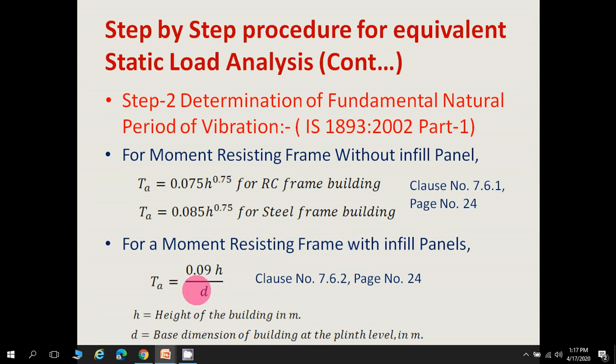Here, sorry, it's a mistake. Here this is under root of d, root of d. It is mentioned at clause number 7.6.2 at page number 24, and d is the base dimension of the building at plinth level in meters. If the vibrations or excitations are considered in the x direction, then d will be taken as dx, and if we are considering the excitation in both directions, then two values of TA will be determined, that is Ta in the x direction and Ta in the y direction, and the d value will be dx or dy. So this is step number 2.